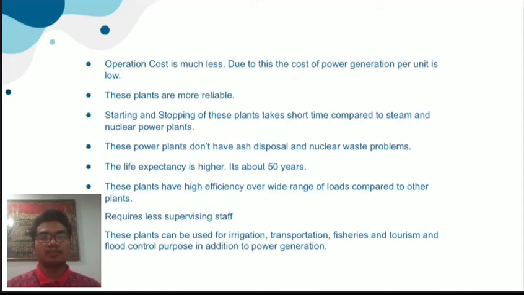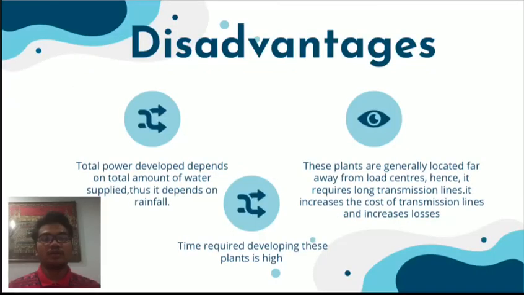Then the life expectancy is higher, about 50 years. This plant has high efficiency over a wide range of load compared to other plants. Then it requires less supervising staff. Next, this plant can be used for irrigation, transportation, fisheries, tourism, and flood control in addition to power generation. Okay, then we talk about the disadvantages of hydropower plants.